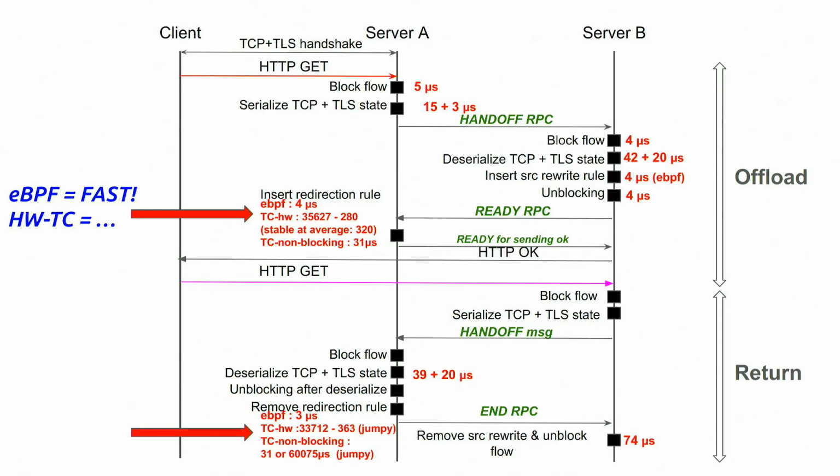So this is a lot of steps. In order to check if this is effective, we perform some measurement over this protocol, and this is the breakdown. We can see that it's pretty okay. It's in a microsecond regime. Blocking flow takes microseconds, serializing stage code tens of microseconds. But then when we look at installation of a redirection rule, for eBPF it's okay, it's 4 microseconds. But if we want to use TC, especially with hardware, it becomes hundreds of microseconds, which is quite slow.